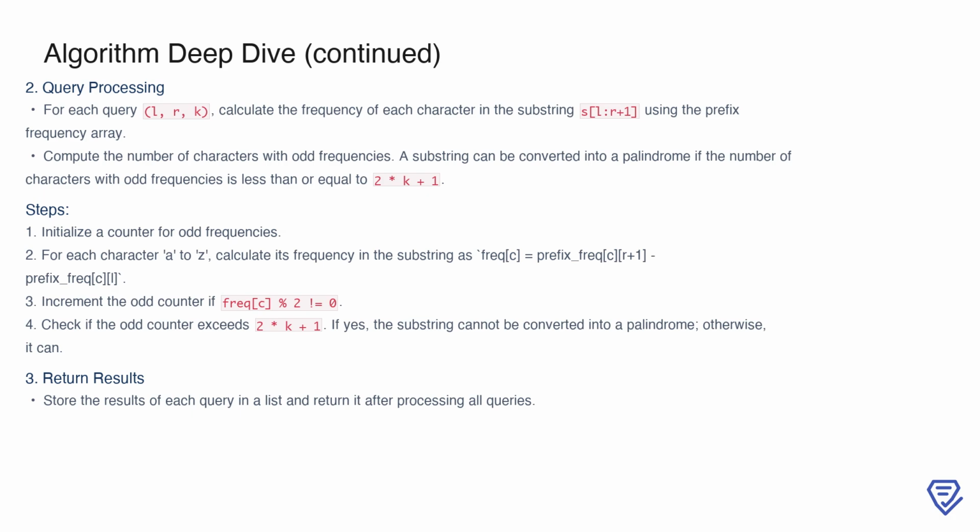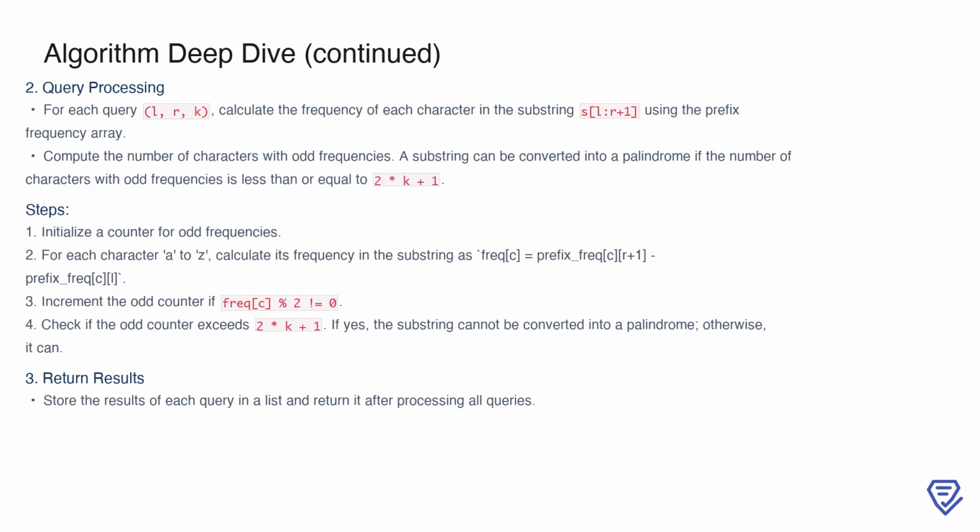symmetry. The key insight here is that a substring can be transformed into a palindrome if the number of odd frequency characters is less than or equal to 2*k plus 1. This is because each modification allows us to adjust one character, and at most one odd character can be left unpaired in the center for odd-length palindromes. After counting the odd frequencies, we check if this count exceeds 2*k plus 1. If it does, the substring cannot be rearranged into a palindrome within the allowed modifications. Otherwise, it can. Finally, we store the result of each query in a list and return the results after processing all queries.